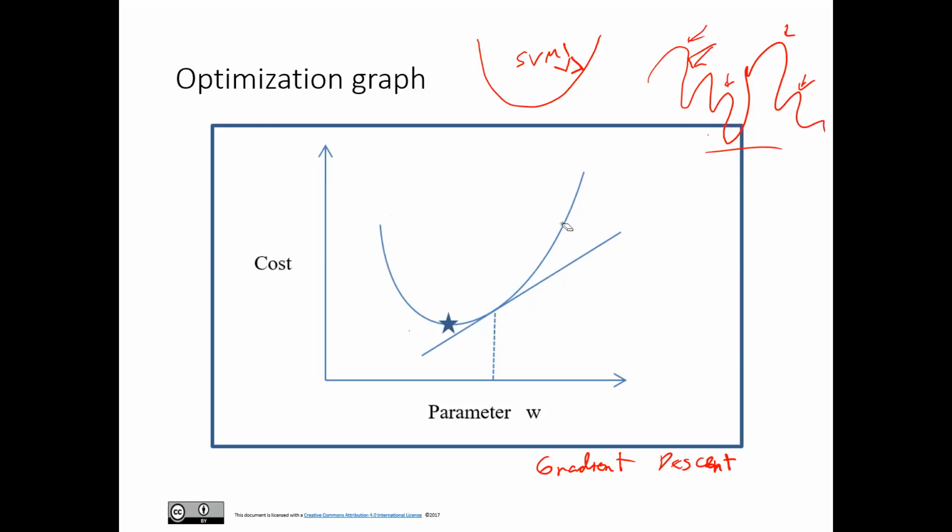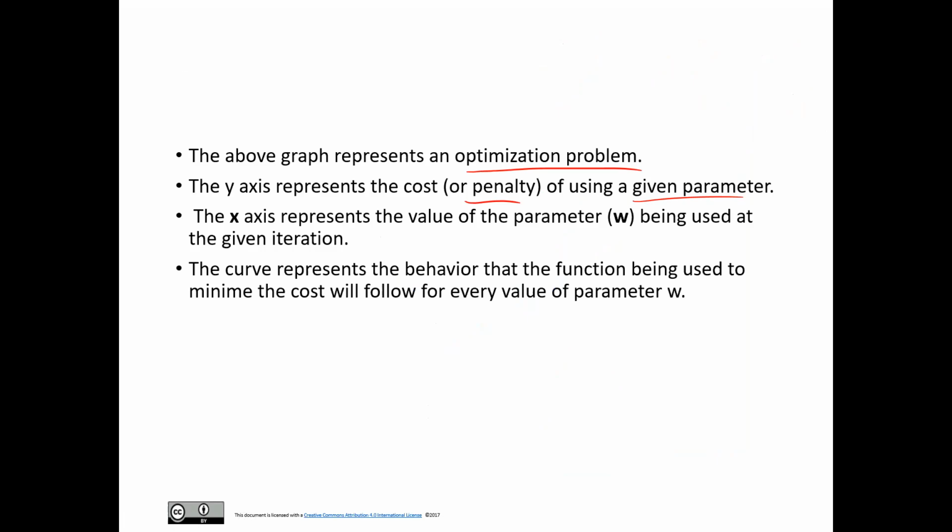But this would be done multiple times for all the parameters. It has to be done efficiently and taken into consideration for all. Here, I just want you to understand the intuition, so I'm just really going over this for one example. So the y-axis represents the cost or penalty of using a given parameter. The x-axis, on the other hand, represents the value of the parameter w being used at the given iteration.